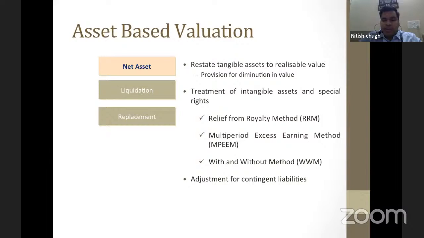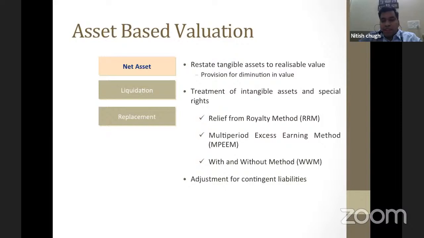Relief from royalty method is a method to calculate the fair valuation of a particular intangible asset if the entity has produced it in-house and has saved the cost by paying the royalty. So whatever royalty the company is paying, had it not paid the royalty, what would have been the benefits arising from that royalty? That is the relief from royalty method. It is a very easy method, and we'll discuss that in detail.